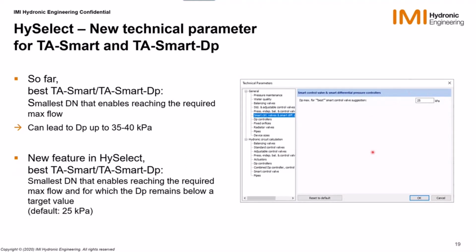Meaning that if you select the TSMR for a certain flow, and there is one of the valve sizes that requires 38 kPa fully open, it will not tag it as being the best. It will take the one diameter larger to avoid that the minimum DP of the valve, or the DP of the valve when the valve is fully open, gets too big. Of course, if you want to release that, you can simply set a relatively high value, like 40 kPa, and this will not play any significant role any longer.